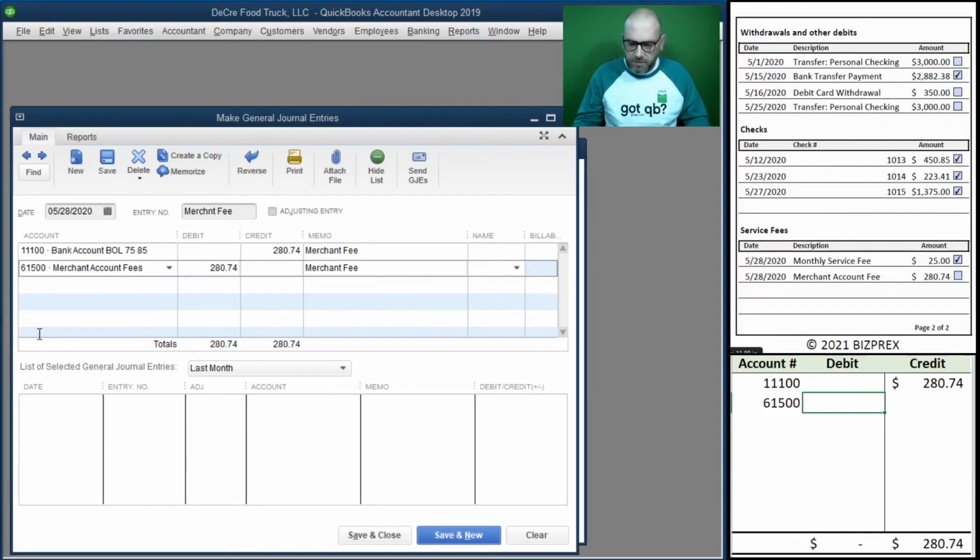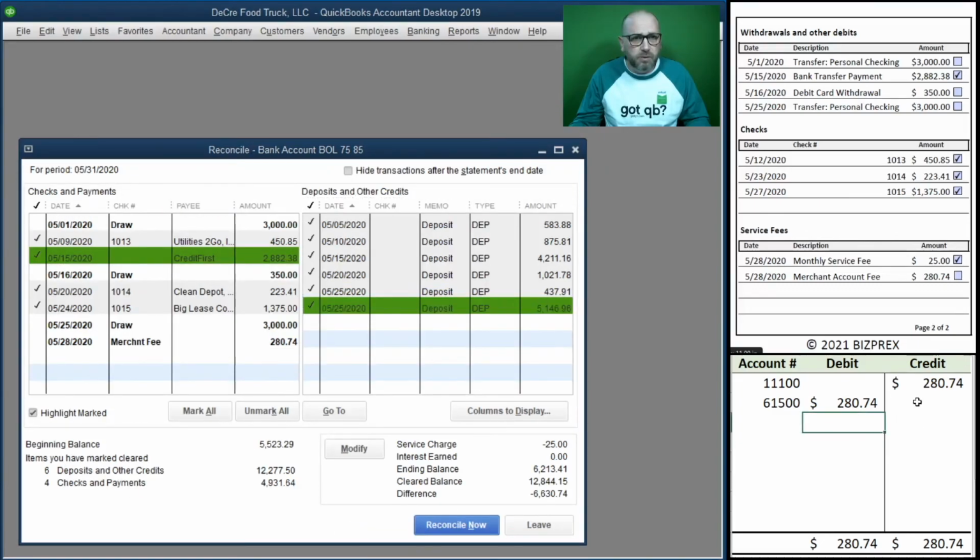So what's happening here? Our expenses go up when debited. So our merchant account fees expense goes up, 61,500. And our bank account is reduced by the same amount, right? Because we're paying it out of our bank account right here. So 11,100 is credited and therefore is reduced. So save and close. That's the last one we need to post.